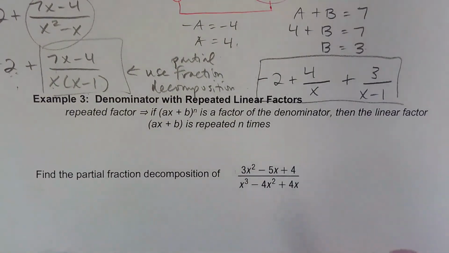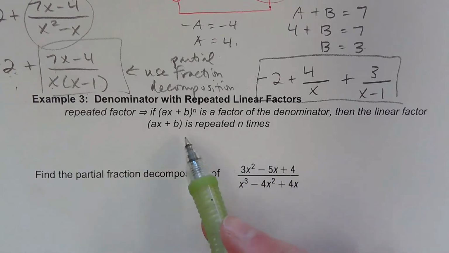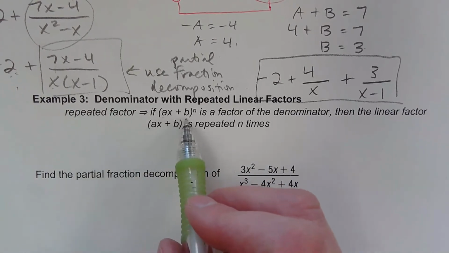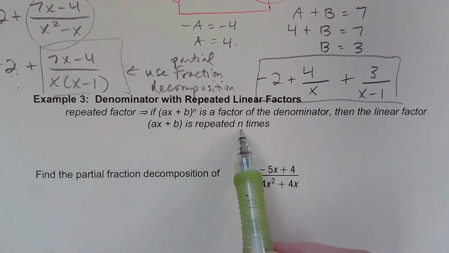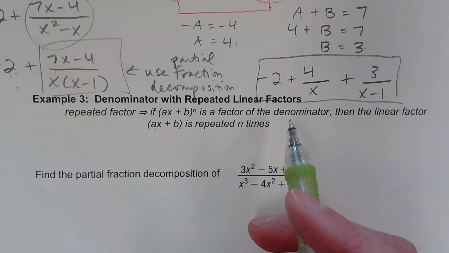The next one, the rule is a little bit harder to understand. It's when I have a repeated factor. So if I have a quantity ax plus b in my denominator to the nth power, it says that linear factor is repeated n times. So let me give you a quick example of that.